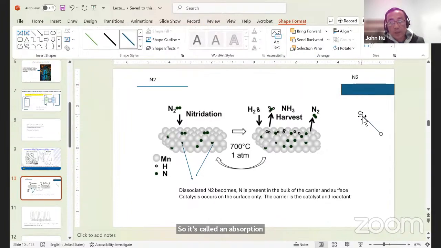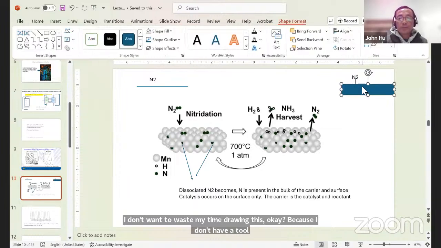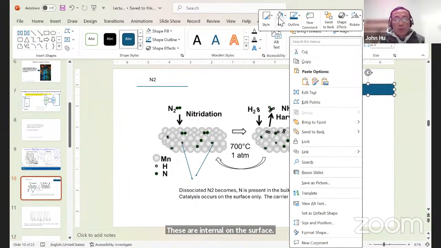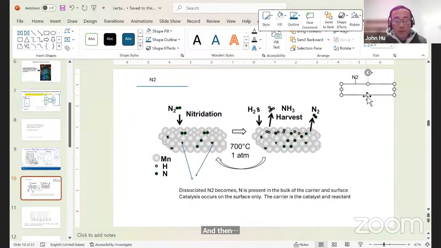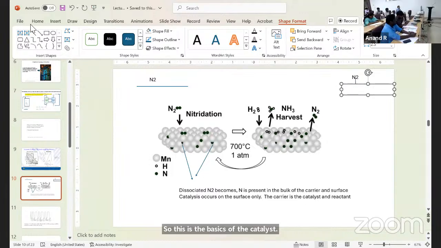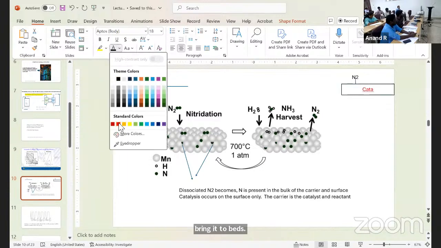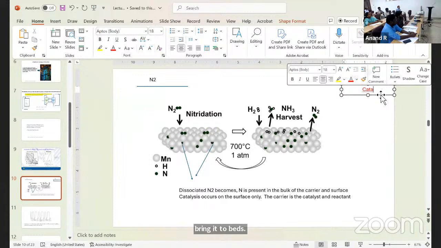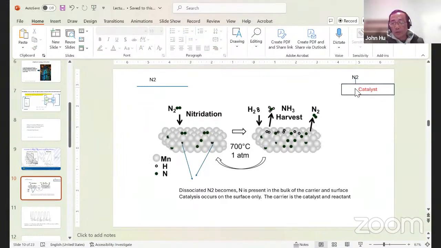Sorry, I don't want to waste my time drawing this, because I don't have to see the N2 on the surface. So this is the basics of the catalyst. Bring it back. So this is the catalyst. N2 only interacts with the surface.